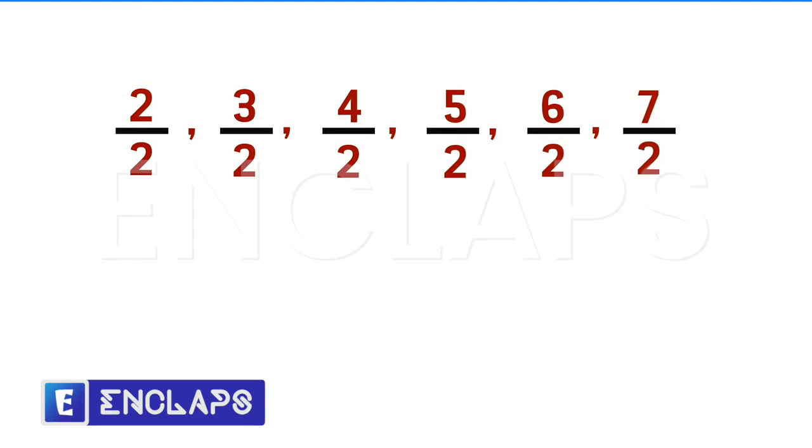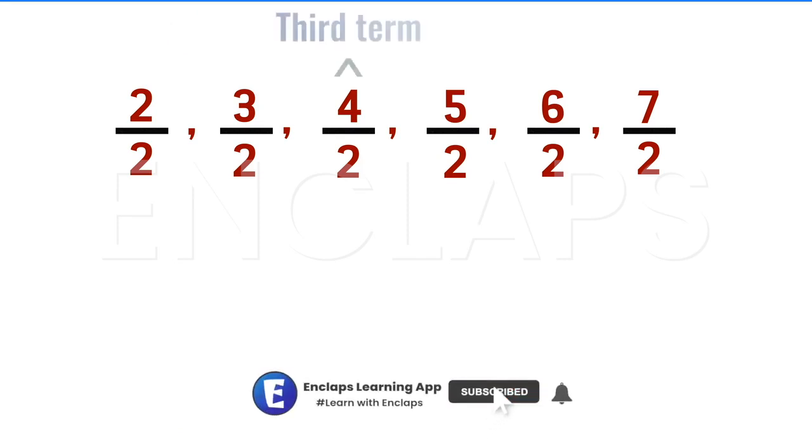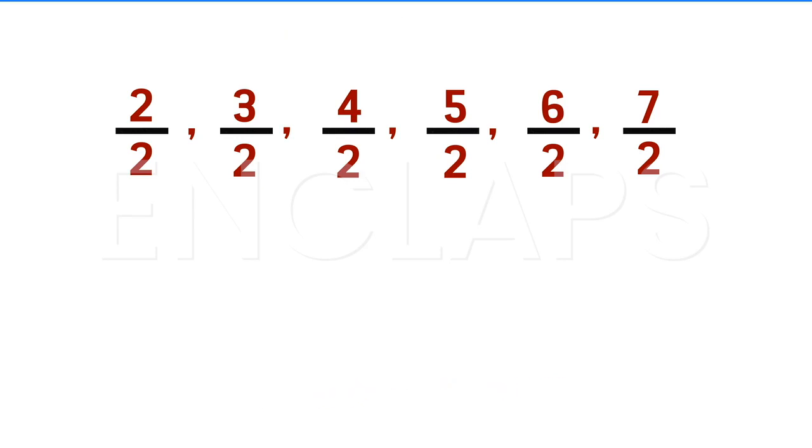If we consider the numerators of the sequence, they are counting numbers starting from 2. The first numerator of this sequence is 2, which is 1 plus 1. Similarly, the second numerator is 3, which is 2 plus 1 and so on. So it can be said that the numerator of the sequence is the sum of the position of the term and 1. For the first term, first position plus 1, and for the second term, second position plus 1, and so on.